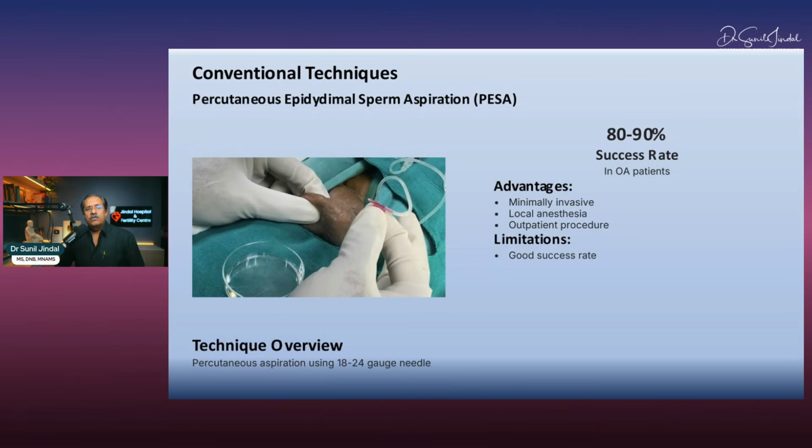Once we have taken this, we examine it and see if any sperms are present. Now, what is the advantage of a PISA? The advantage of a PISA is that we get 80 to 90% sperms, but for this we need a full epididymis. The second advantage is that it is minimally invasive. You can do it under local anesthesia. But the interesting thing about PISA is that at times the sperm retrieval and the number of sperms retrieved is less.